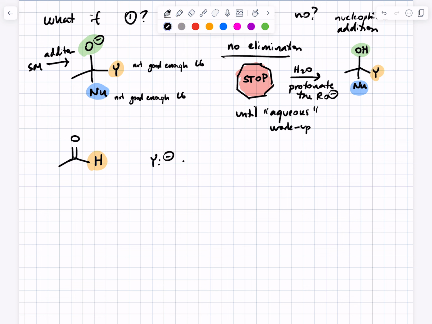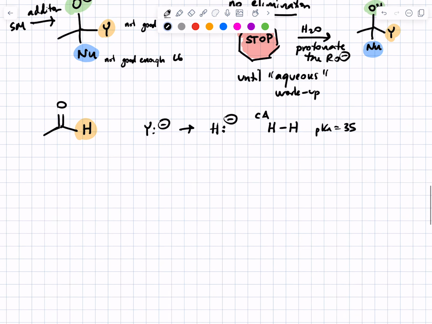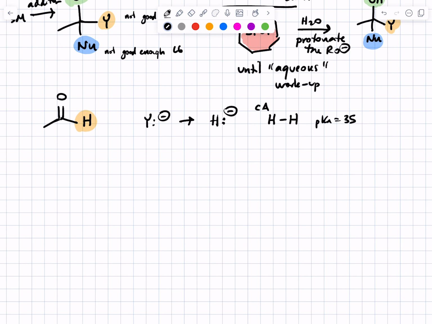Y minus would be H minus, which is a terrible, horrible, no good, very bad leaving group. You can tell if you draw its conjugate acid and go look up its pKa, which is 35. Not a great leaving group, okay? Certainly not relative to a negatively charged oxygen. Enter a reagent that we will call sodium borohydride because that is its name.